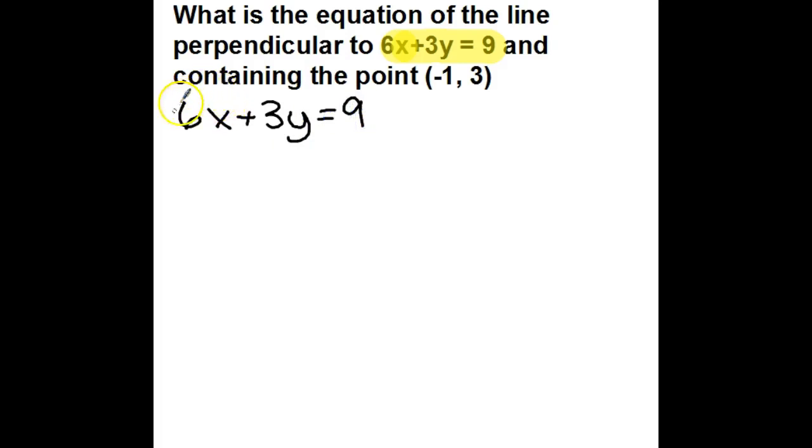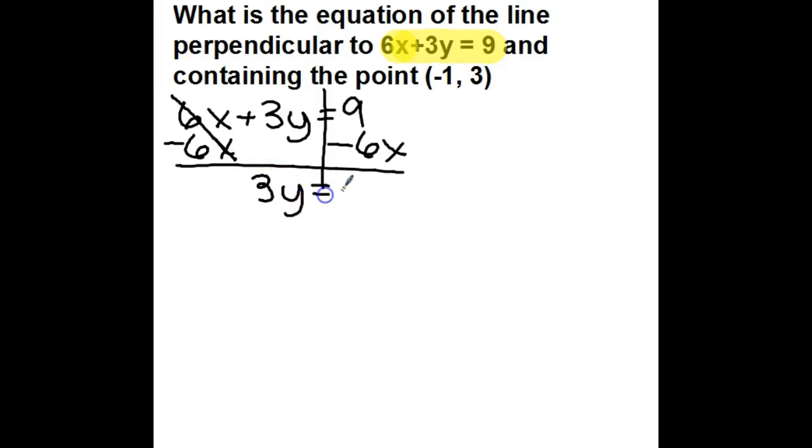First thing I'm going to take care of is the 6x. So the opposite of positive 6x is minus 6x. Whatever I do to one side, I do to the other. All right. My 6x's cancel out, and I get 3y = -6x + 9.